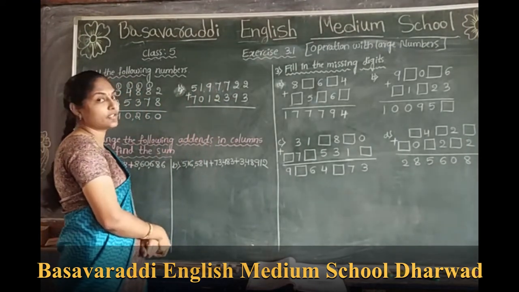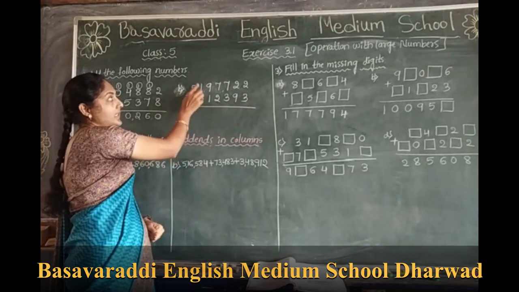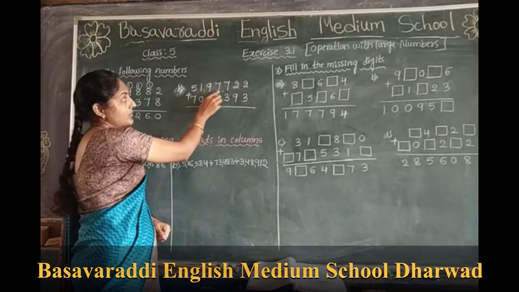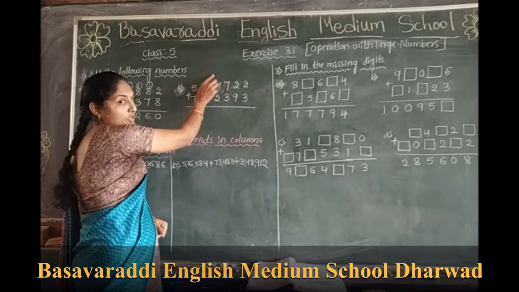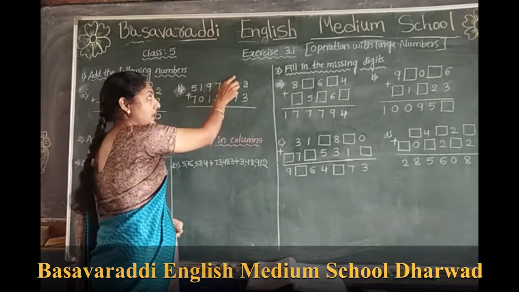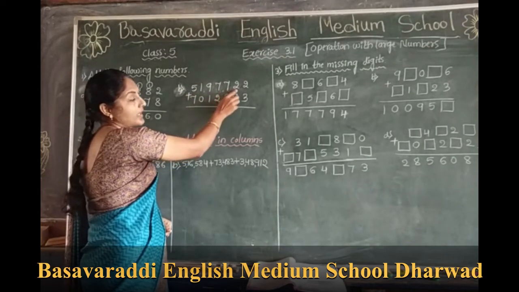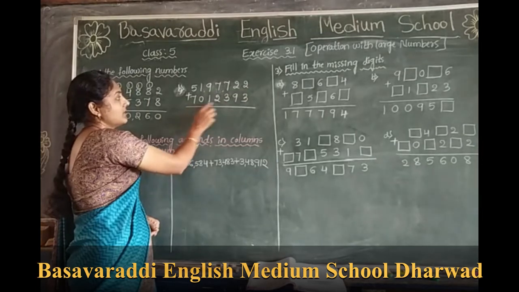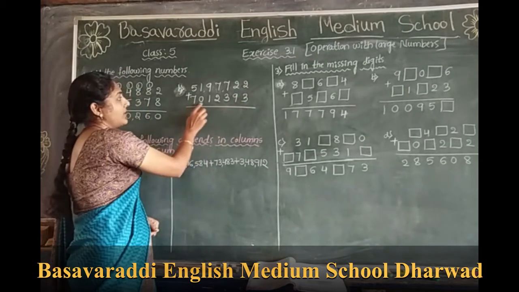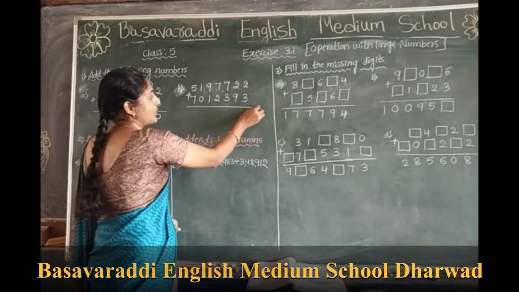51 lakh 97,722. Why 51 lakh? Because these two digits belong in the lakhs place. The 9 and 7 belong in the thousands place, and the remaining three places belong in the ones place. Read the number: 51 lakh 97,722. This one is the first addend, and this one is the second addend: 70 lakh 12,393. Now do the addition.